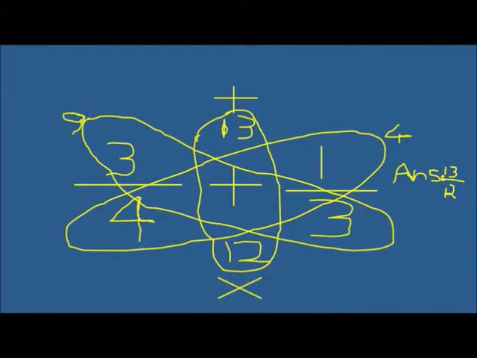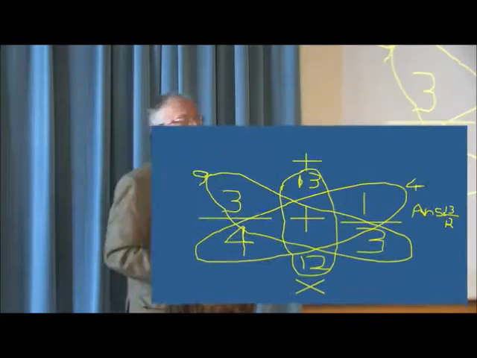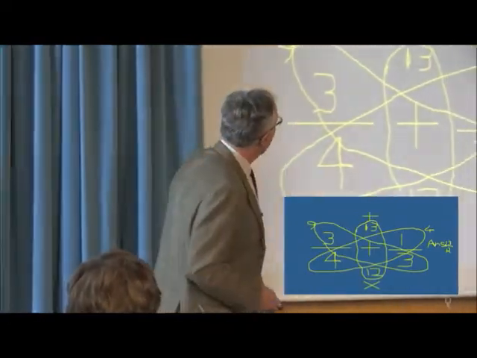4 times 1 is 4, you write it down. 3 times 3 is 9, you write it down. 9 plus, I remember, 4 is 13. Down here, I remember to multiply. 4 times 3 is 12, you write it in the tail. Answer, 13/12. Correct. Works every time.